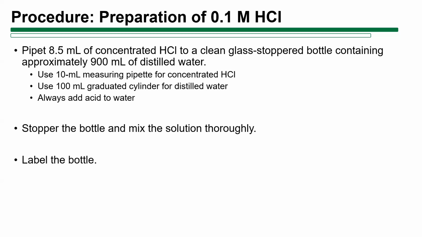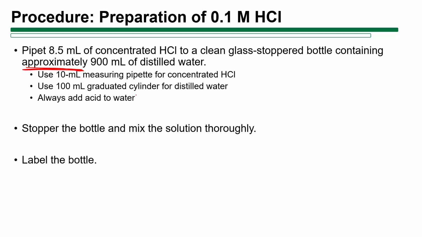We will use a 10 ml measuring pipette for the concentrated HCl, but for the distilled water, since you need a lot, 900 ml, and we will be standardizing eventually, we don't really need to be very accurate. You can just use your 100 ml graduated cylinder. Just measure 100 ml nine times to approximately get 900 ml. When it says approximately, it doesn't have to be very precise or very exact.